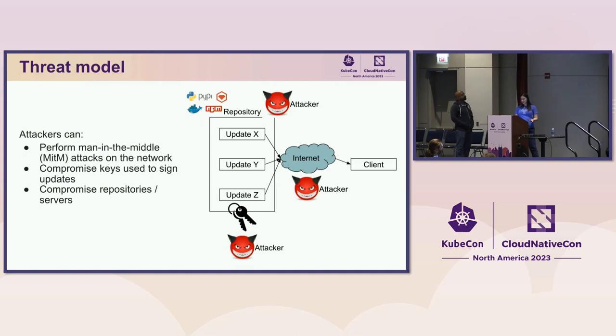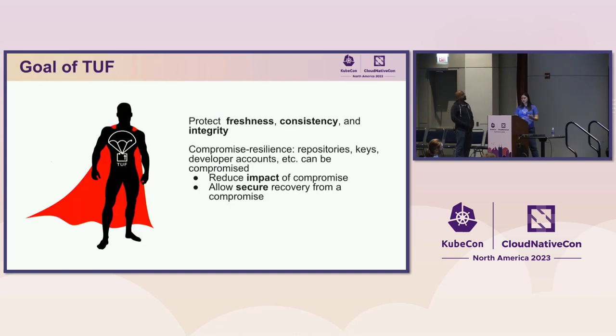And given this environment, we want to be able to protect the freshness, consistency, and integrity of our software. And to do this, we use this concept of compromise resilience, which means that even in the event that all these things we talked about, these repositories, keys, or developer accounts are compromised, we want to reduce the impact of the compromise and allow secure recovery, even if and when these compromises do occur.